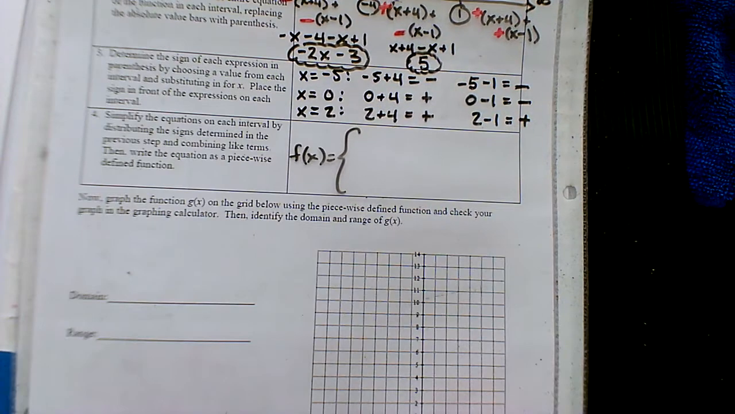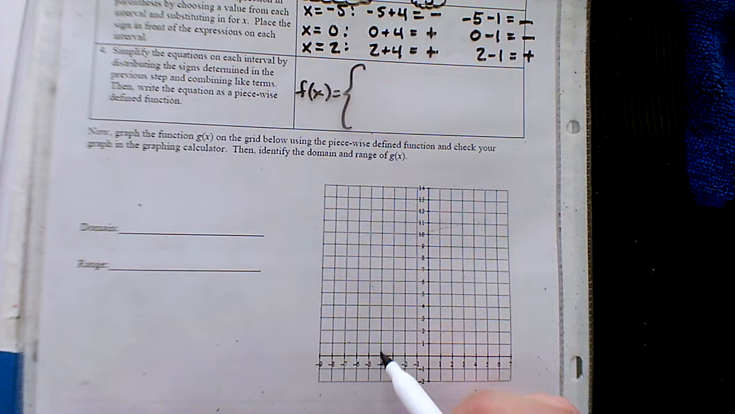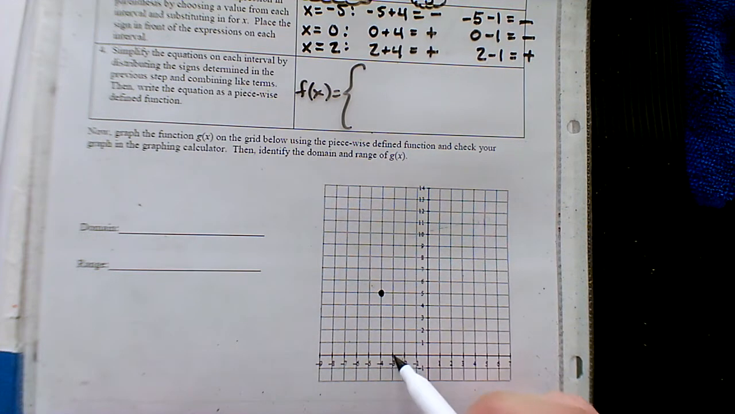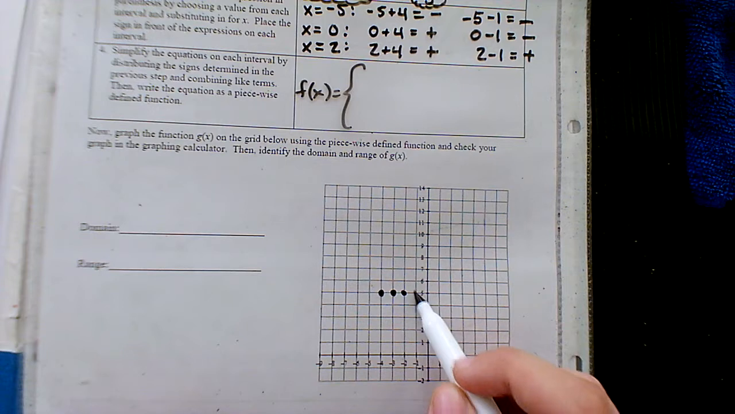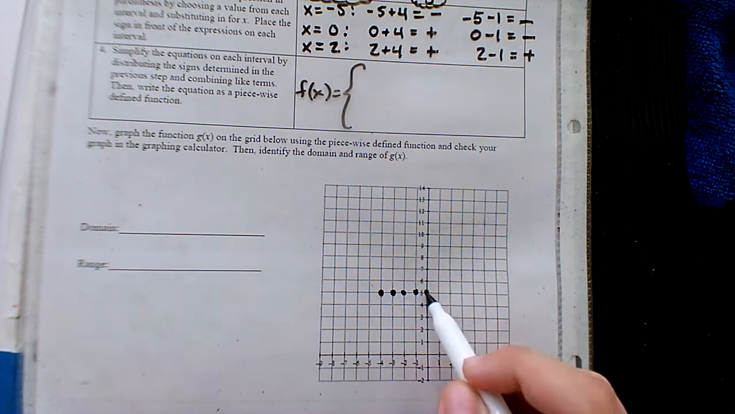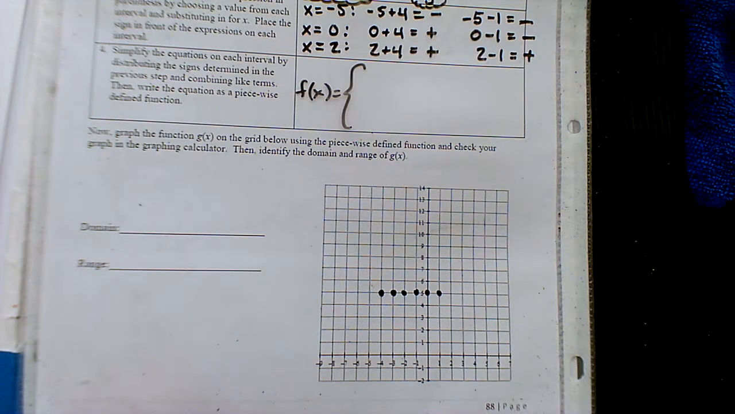So if you go to negative 4 on your graph, you should have a height of 5. If you go to negative 3, you should have a height of 5. Negative 2, height of 5, negative 1, height of 5, 0, height of 5, 1, height of 5. So if all those points have a height of 5, it's going to be a straight line across.